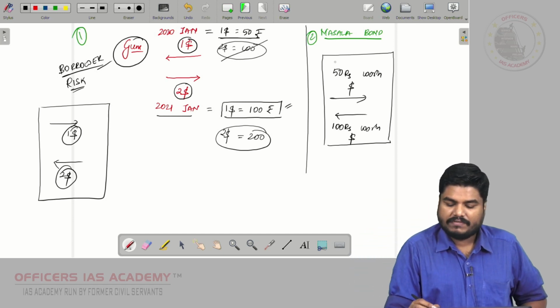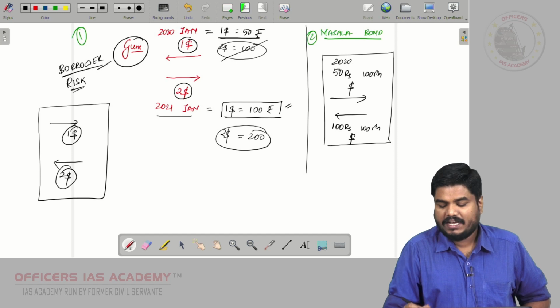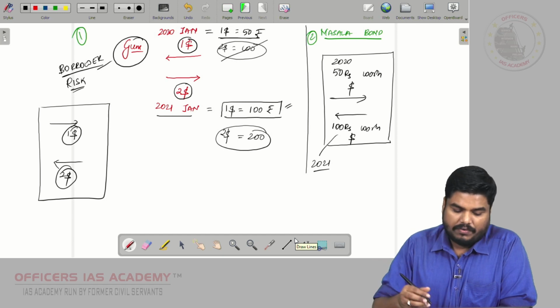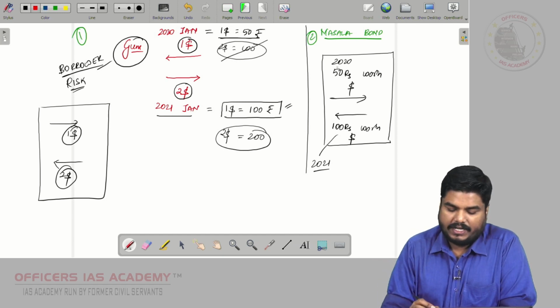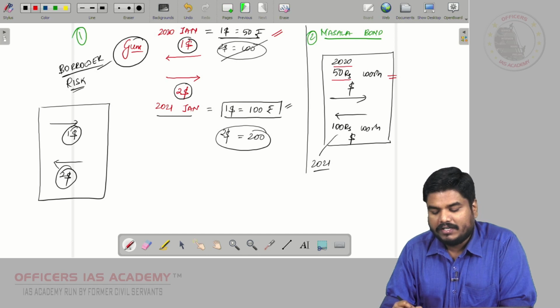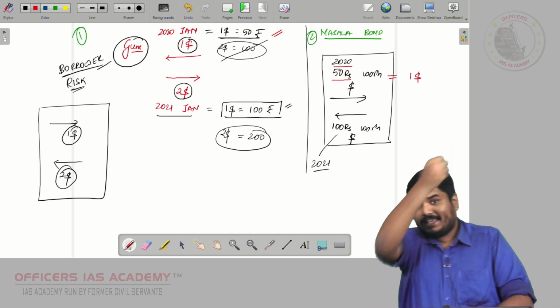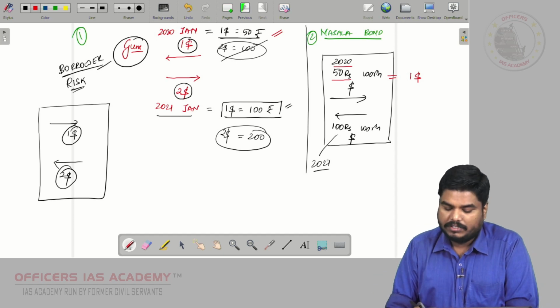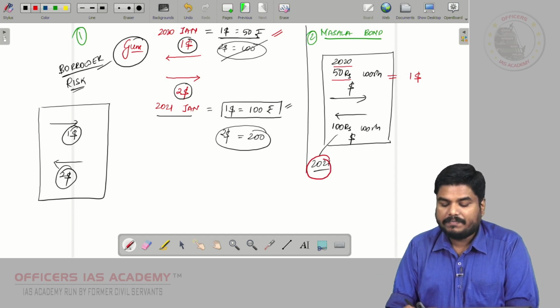So, I am borrowing 50 rupees worth dollar in 2020 January. I am promising to repay that in 2021 January. We know the exchange rate in 2020 January was $1 is equal to 50 rupees. That means 50 rupees worth dollar is equivalent to $1. So, in 2020 January, I am borrowing $1 and I have promised to repay 100 rupees worth dollar.